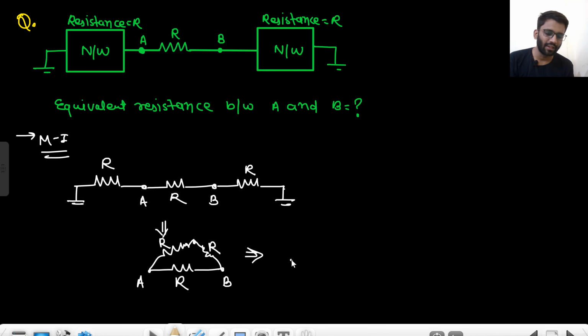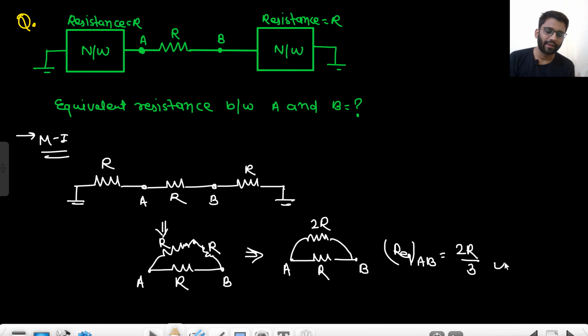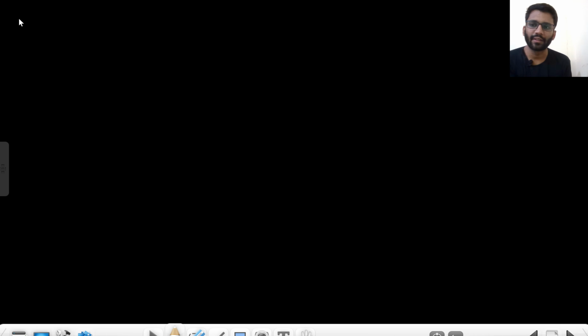So between A and B, you have 1R and 2R. So basically R equivalent between A and B will give you 2R by 3. Well and good. Easy. But now we will solve it with one more method. Okay. Method 2.